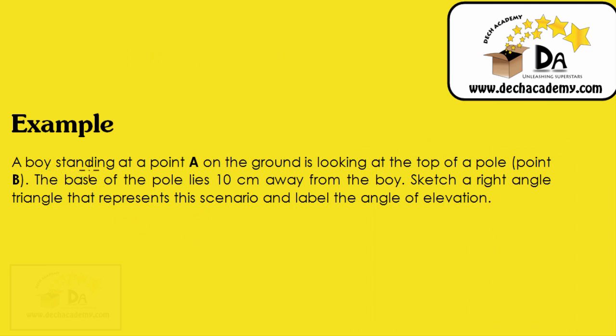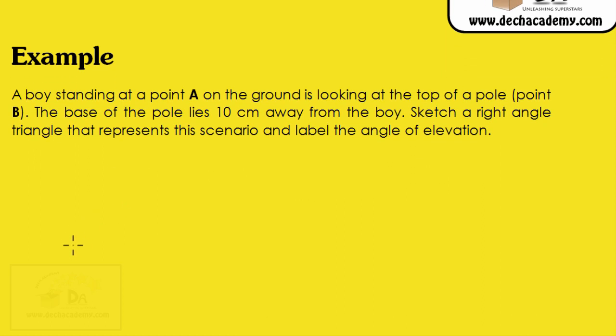It says, a boy standing at a point A on the ground is looking at the top of a pole. So a pole, in this case we're referring to a vertical pole, and the pole is at point B. It says the base of the pole lies 10 centimeters away from the boy. And the question goes on to say, sketch a right angle triangle that represents this scenario and label the angle of elevation. So let's just first draw the ground level.